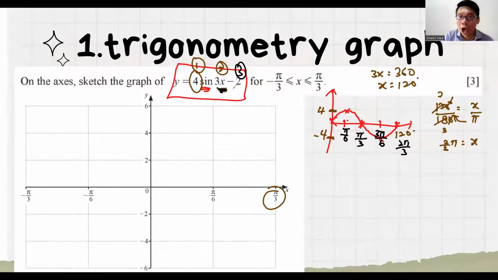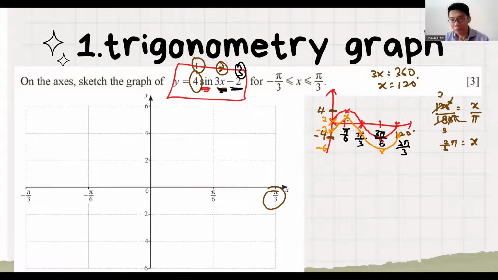Last, the whole graph moves down by 2. From 0, I go down to -2. From 4, I go down to 2. 0 to -2. -4 goes to -6. 0 goes to -2. So my final graph is this.